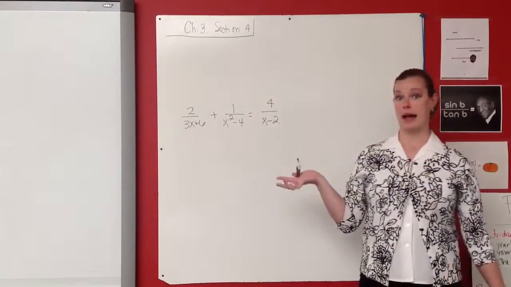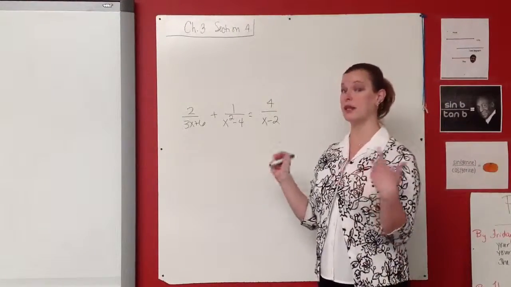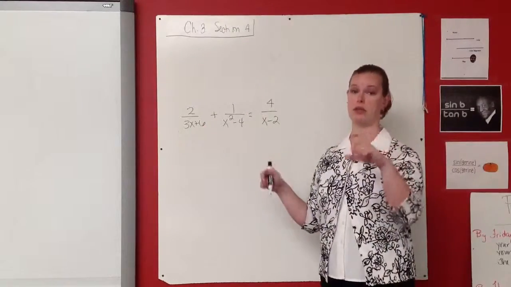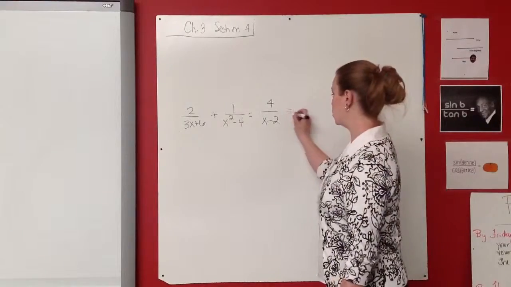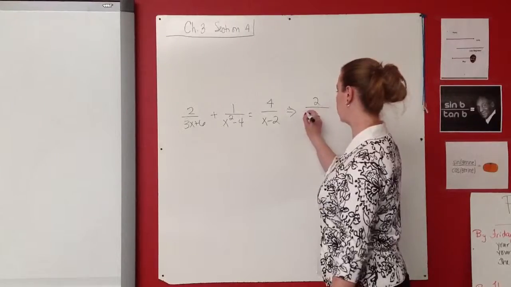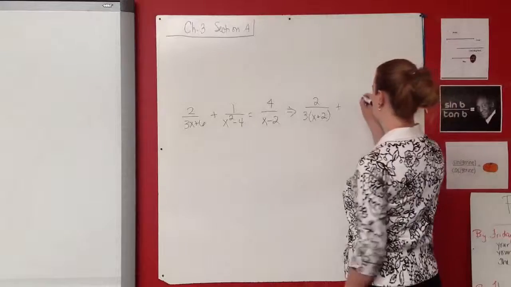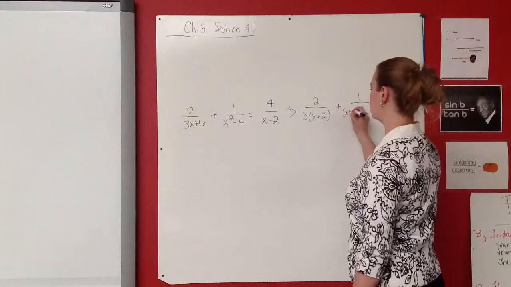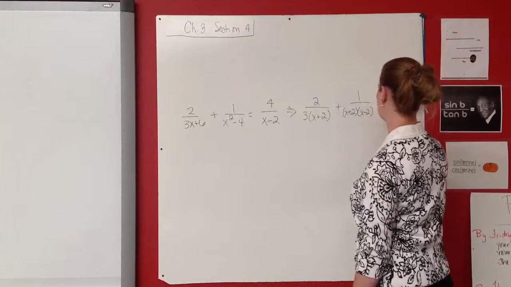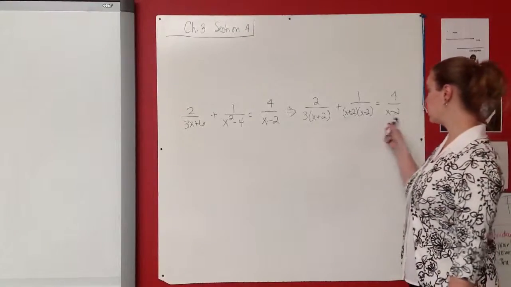This equation clearly is not as simple as the previous one because there's not an obvious common denominator here. So the idea is to factor each one of these denominators and try and find the common components of each one. So, factoring the first expression, we can say 2 divided by 3 times x plus 2. Your second expression, it's a difference of squares, so you have x plus 2, x minus 2, equals 4 divided by x minus 2.